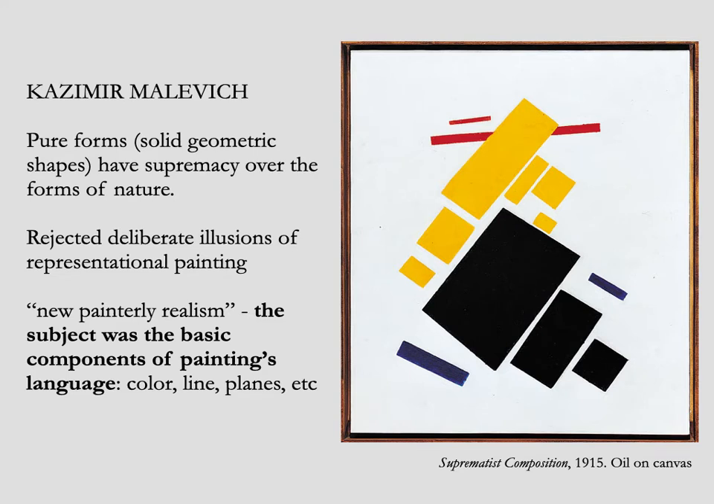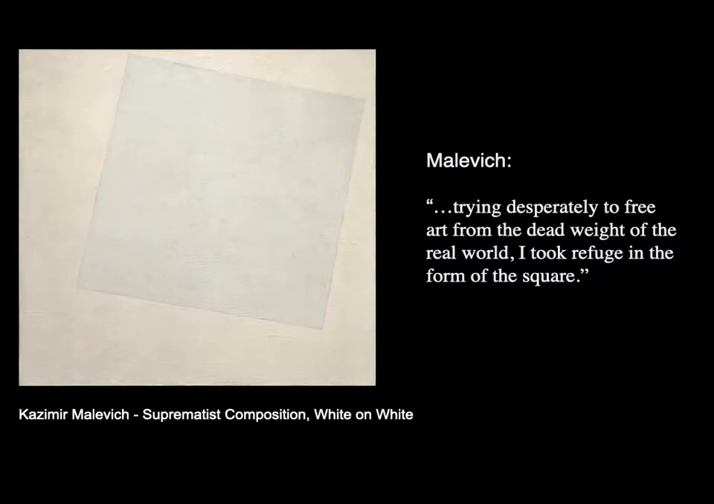And once Kandinsky came along, the floodgates of pure abstraction were blown wide open. Kazimir Malevich is one example of an artist who, using the language of Kandinsky, attempted to reject deliberate illusions of painting, creating a new painterly realism. The subject was the basic components of painting's language. That's one example. Another example by Malevich is famous white-on-white compositions, trying desperately to free art from the dead weight of the real world. I took refuge in the form of the square.